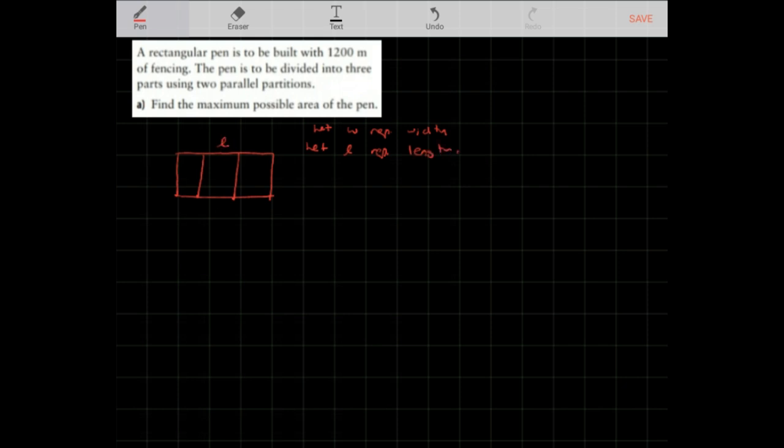So here we're going to have a length, here we're going to have a length. These 3 would be widths, these 4 would be widths, and therefore the sum of the total amount of fencing that you should see here is 4W plus 2L is equal to 1,200, right? We also want a function where we have A as a function of another variable. Now, area is basically length times width, right?